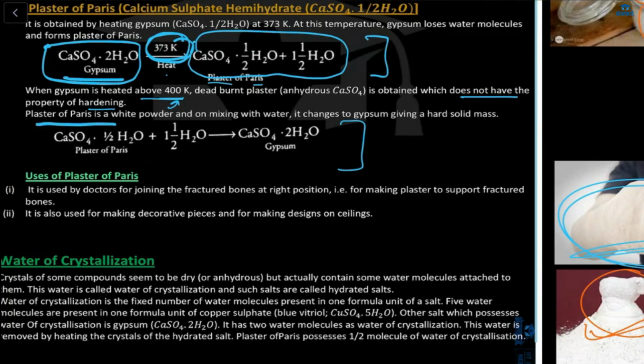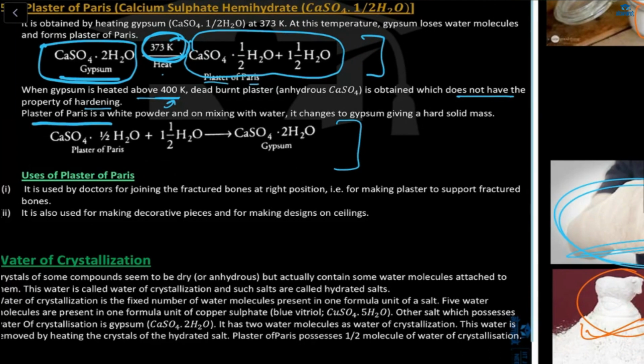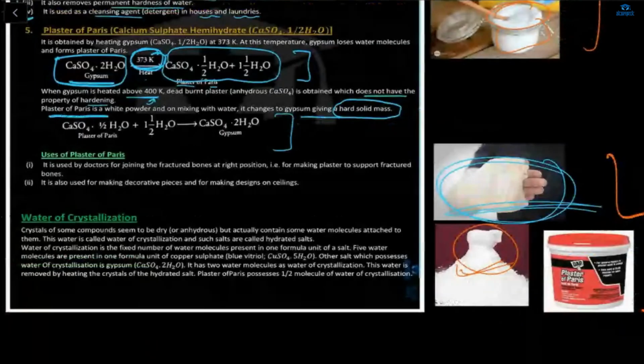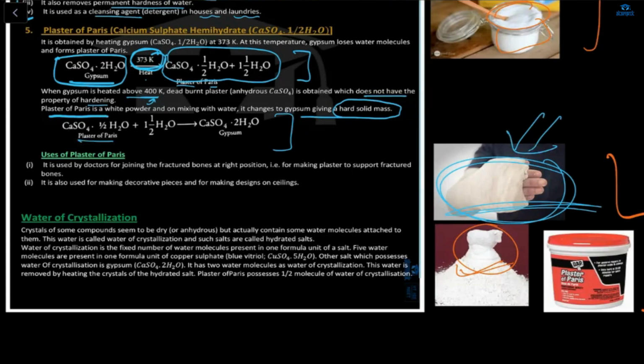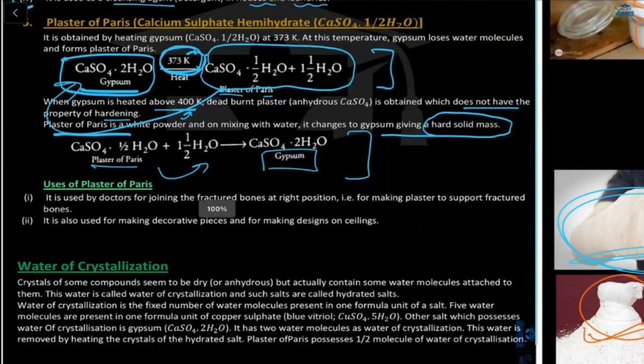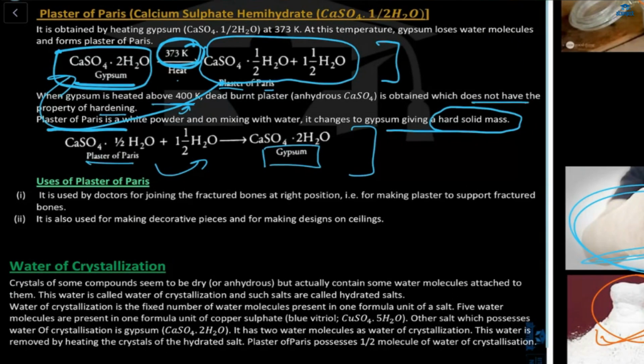Plaster of Paris is a white powder, and on mixing with water, it changes into gypsum, a hard solid mass like this. So this is plaster of Paris, and if we mix this with water, it will convert into gypsum. The reverse process will happen. So what are the uses of plaster of Paris? It is used by doctors for joining fractured bones at the right position. It is also used for making decorative pieces for our ceilings, or to make designs in the ceilings. We usually use plaster of Paris.